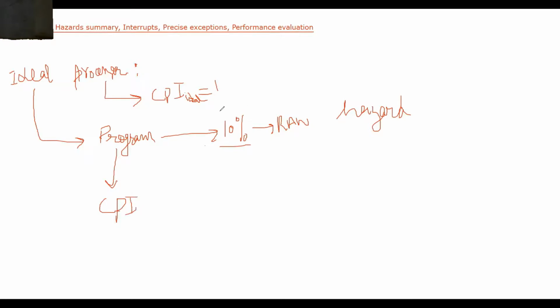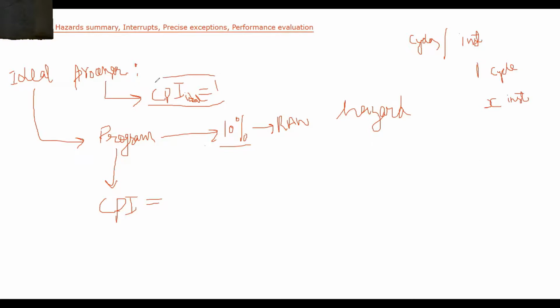So 10% of instructions have RAW hazard. What is the meaning of CPI? CPI means cycles per instruction. So how many cycles are required to complete one instruction? In the previous scenario, one cycle was required because CPI was equal to 1. Let's say I have X instructions in total.